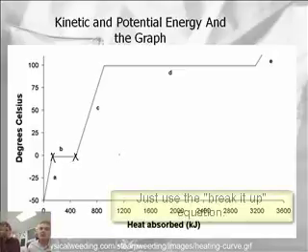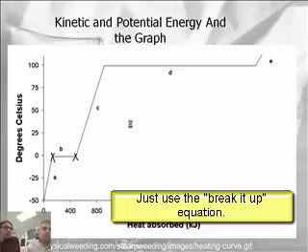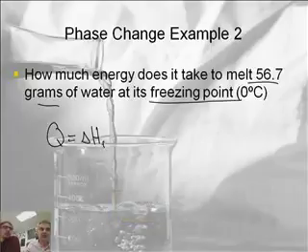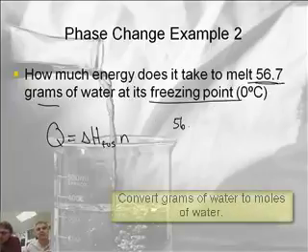So we're just going to use the break it up equation. Q equals delta H times n. So Q is equal to delta H fusion times n. Now we have to find what n is, because we have 56.7 grams of water. So we're going to have to do a little conversion.